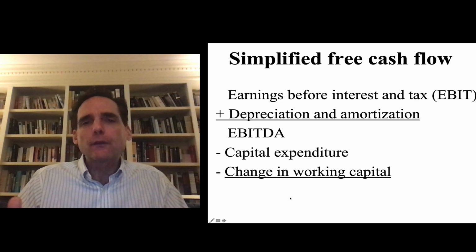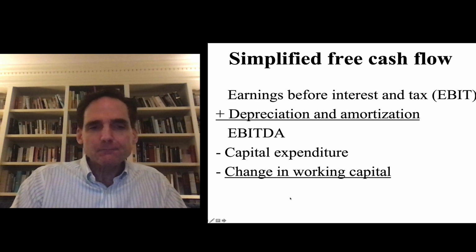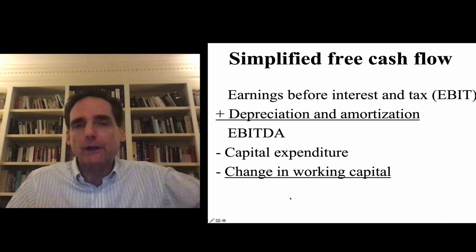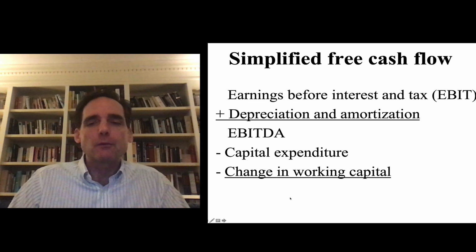So we're going to look at the change in working capital in a period to see how much cash it's either absorbed or generated. And by the way, change in working capital can actually be positive. You may be generating cash flow by drawing down your inventories or stretching out your payables or collecting your receivables more quickly.